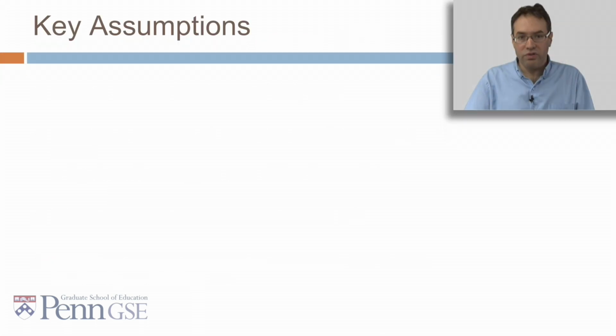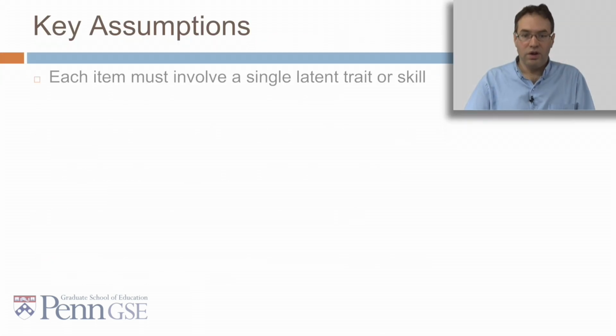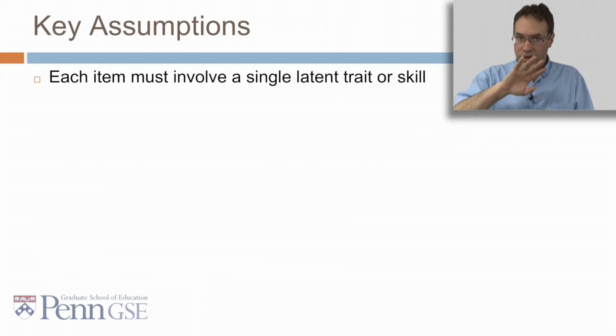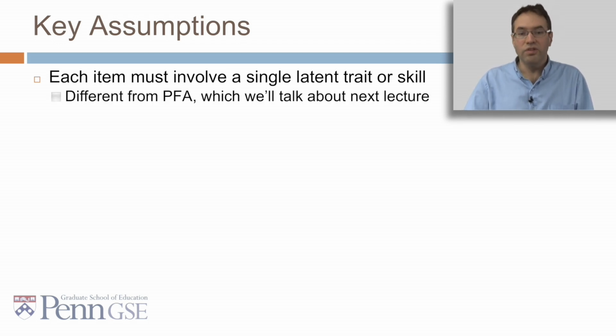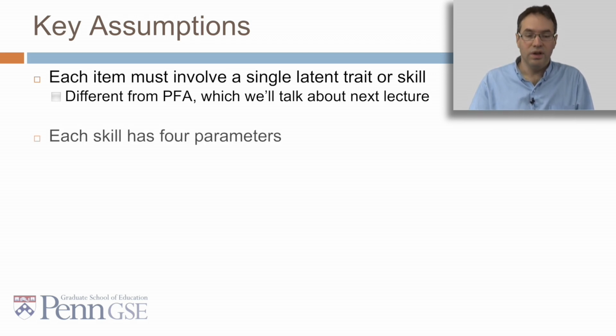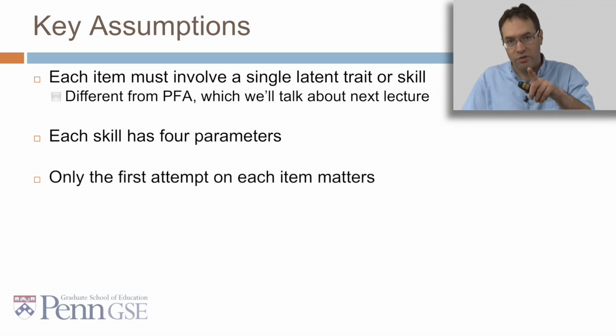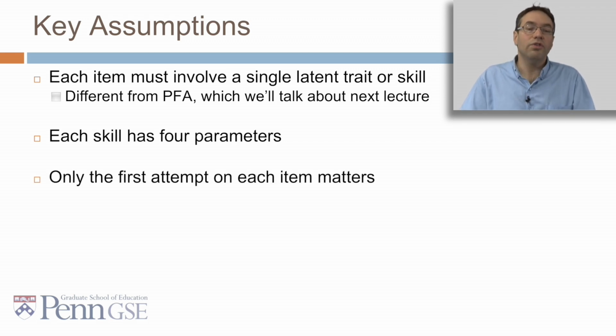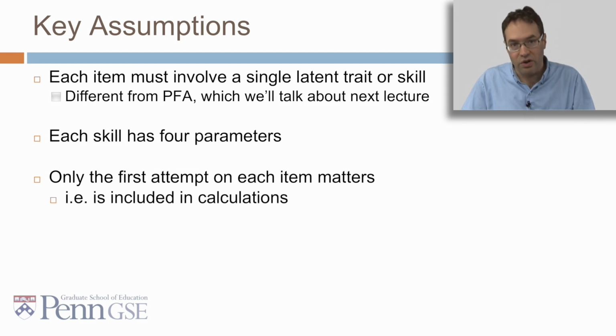So what are some of the key assumptions of Bayesian knowledge tracing? First, it assumes, in its classical form, that each item must involve just a single latent trait or skill. This is different from PFA, which we'll talk about next lecture, and there are also extensions of BKT that get past this. Each skill has 4 parameters. I'll talk about those 4 parameters in a minute. Only the first attempt on each item matters, or in other words, is included in the calculations.